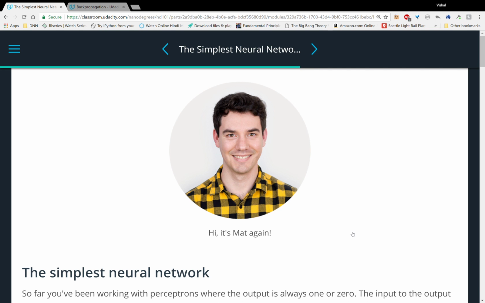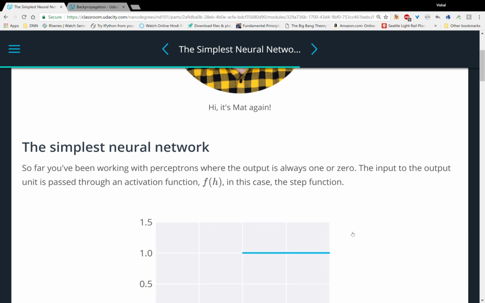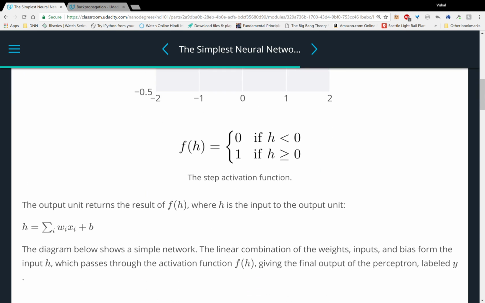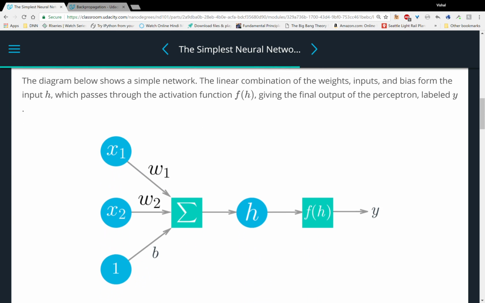Hello, I'm just trying to make sure that I capture my understanding about neural networks, specifically gradient descent, in a video. So, the most obvious neural network, the simple neural network, is something where you have, let's say in this case, two inputs x1, x2, and weights w1, w2, and a bias term b, with a constant input, which is 1.